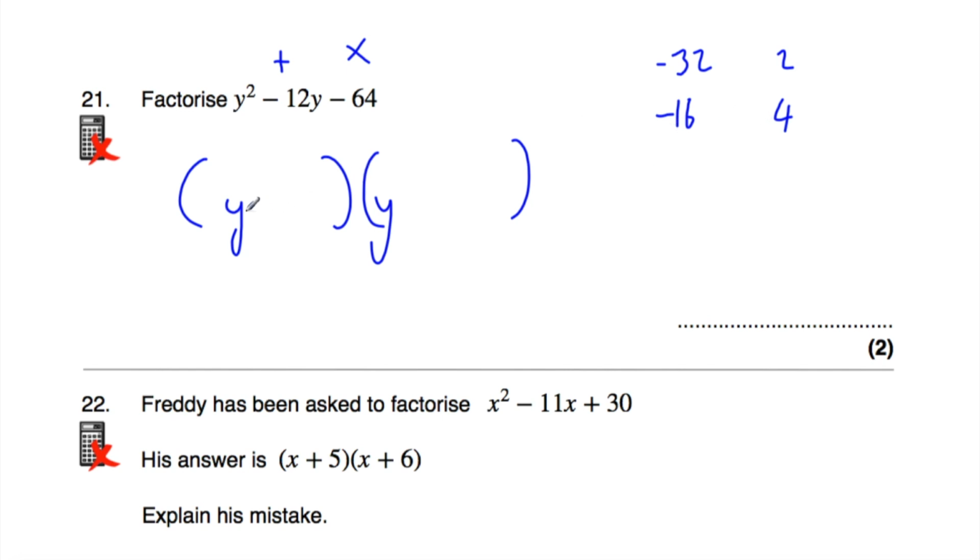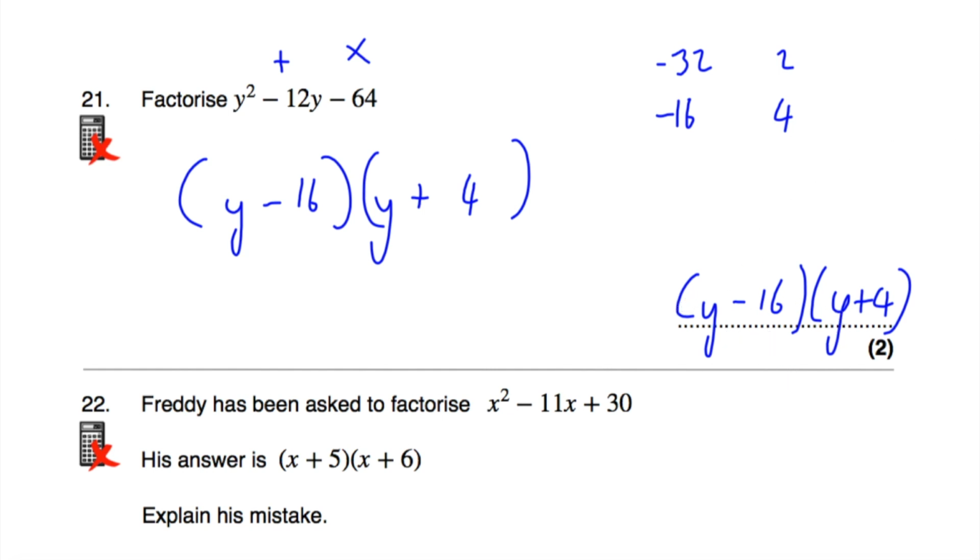So that's it. So we've got y minus 16 and y plus 4. So that means our answer is y minus 16 and y plus 4. So if we're asked to factorise y squared minus 12y minus 64, the answer would be y minus 16, y plus 4. And that's it.